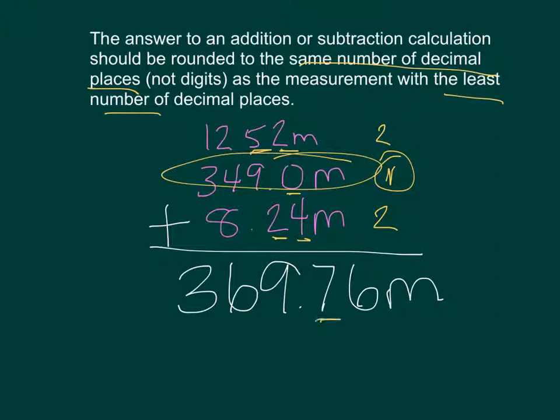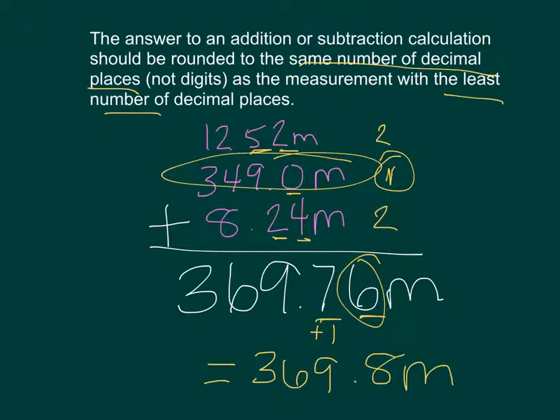Okay, so I currently have 2 decimal places. Well, the 6 is greater than 5, so that is going to round up to an 8. So my answer, written with the correct number of significant figures, would be 369.8 meters.